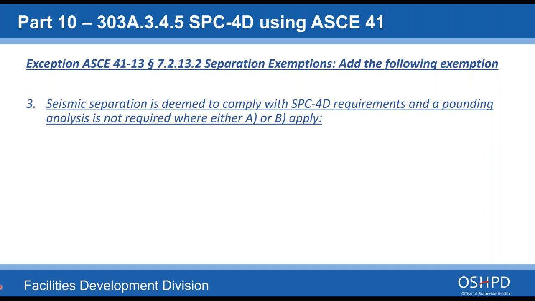So we said, is there a subset of buildings that meets the California Administrative Code, does not meet the requirements in AAC 41-13, but for which we can say we do not need to do a pounding evaluation? So we said seismic separation is deemed to comply with SPC 4D requirements, and a pounding analysis is not required when either A or B apply. Next slide.